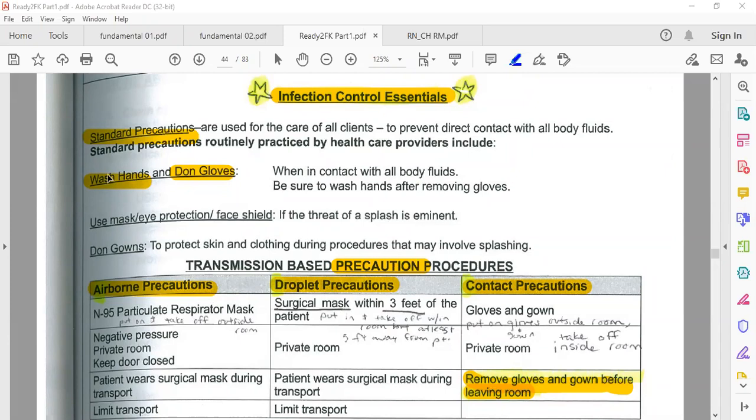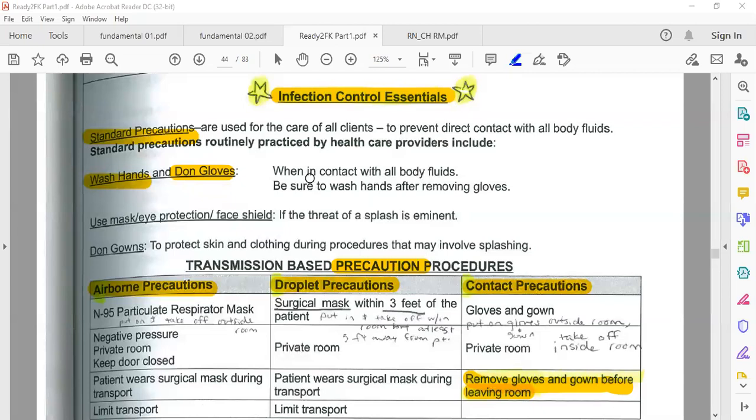It includes hand washing and or wearing gloves. So always hand wash or wear gloves. Do these things no matter what. Before giving care to the patient, and after finishing giving care, we have to wash our hands. By simply washing hands, we can prevent 95% of infections.